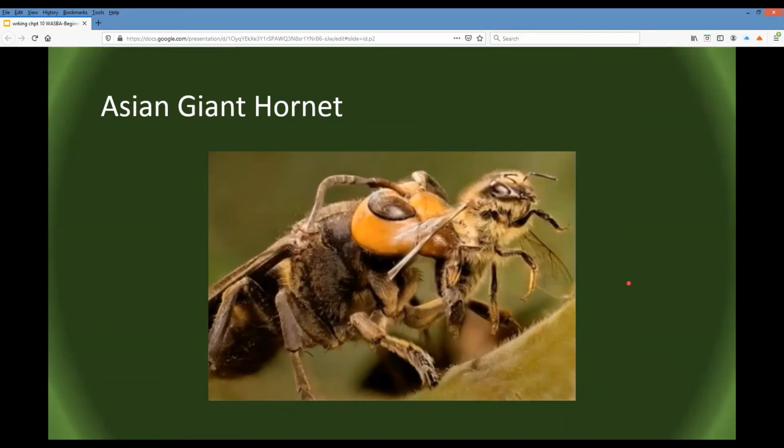It is a significant threat to honeybees. It's the world's largest species of hornet, and it is well adapted to the conditions of the Pacific Northwest. And currently, the Department of Agriculture has a significant effort underway to trap and eradicate these Asian giant hornets. So there's some information in your manual about how to trap and report these.